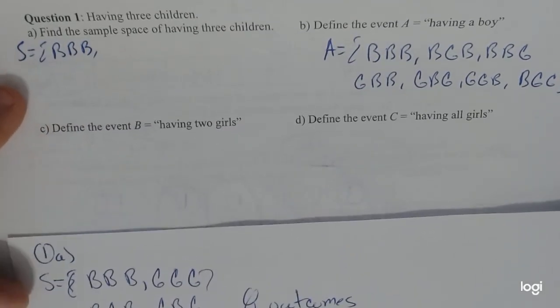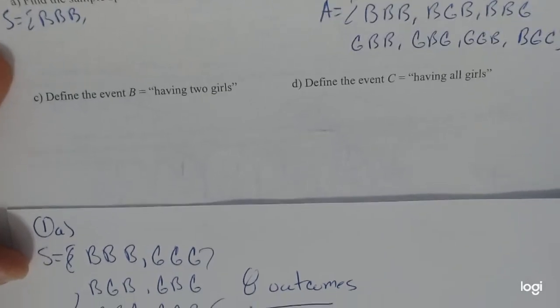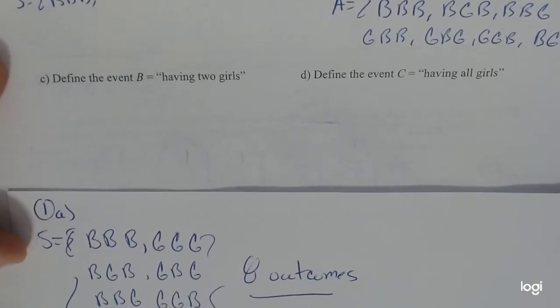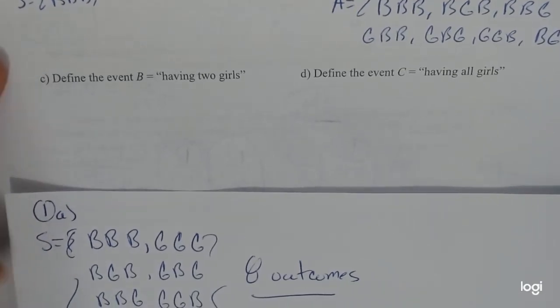So C says define the event B having 2 girls, so only 2 girls, and then define event C having all girls. So do a quick pause. 3, 2, 1, pause. All right, so hopefully you guys tried it.